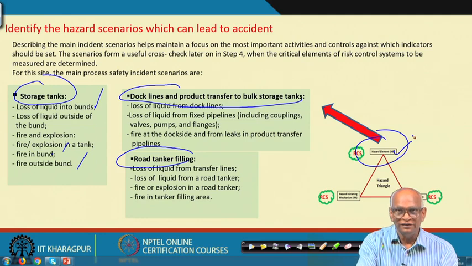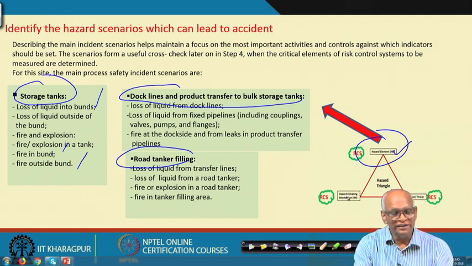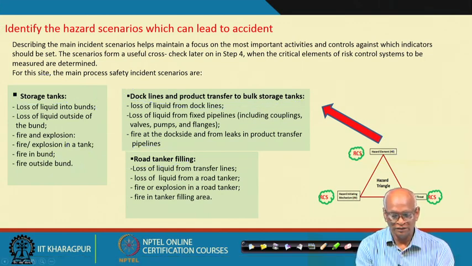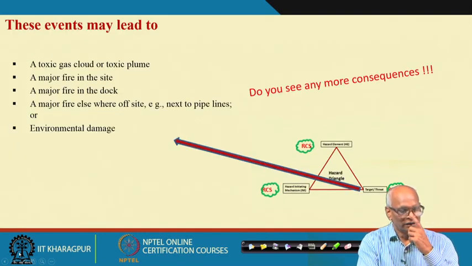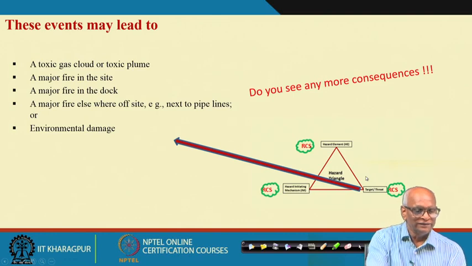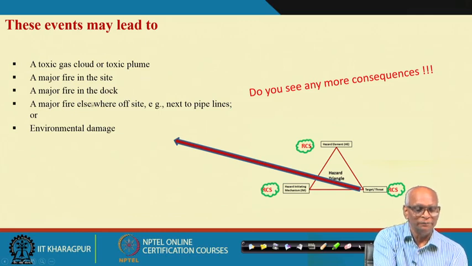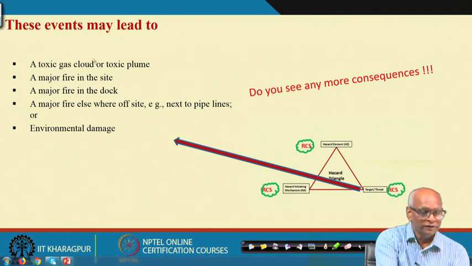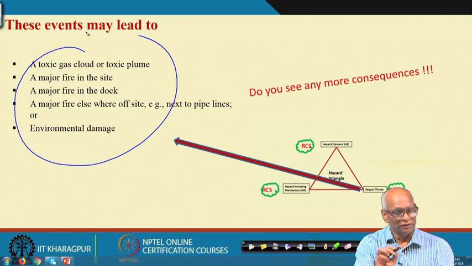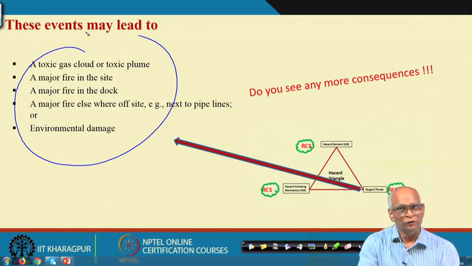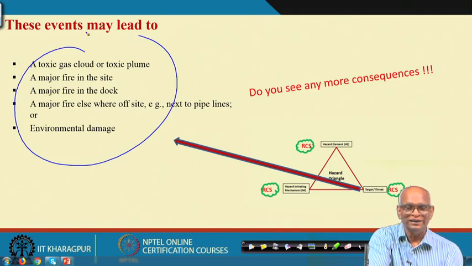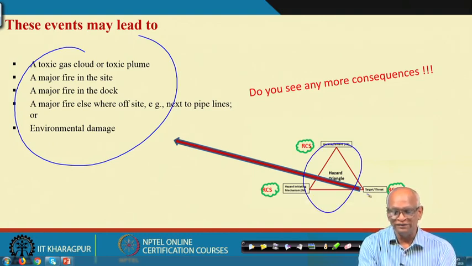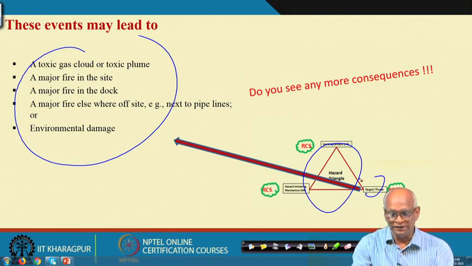Now, for these hazardous elements, we have to see the initiating mechanisms. What are the initiating mechanisms for this? The target is, if the initiating mechanism fails, we will have a toxic gas cloud, major fire at the site, major fire at the dock. All are very, very hazardous, very, very dangerous for the organizations. You may see something more also. We have put some of the outcomes in the safety triangle. This is the outcome. Now, we will go for the initiating mechanisms.